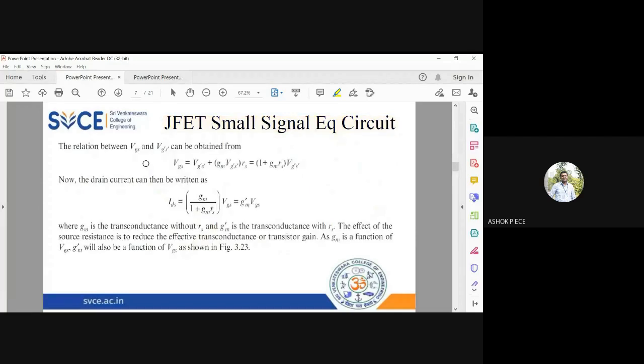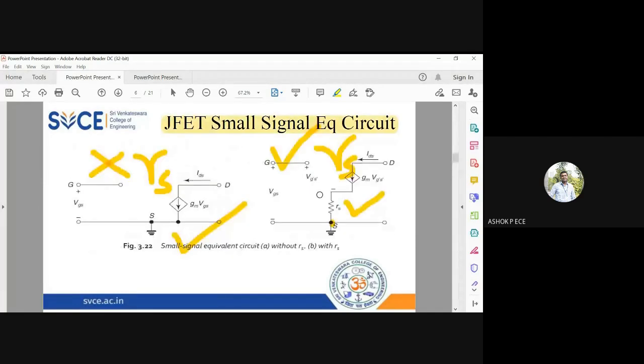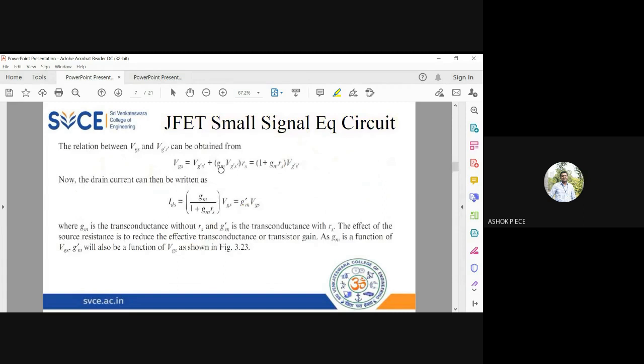Rs. So what is the relation between these two things? See here, the total voltage VGS, it is getting split across the two things, right? The total voltage VGS equals voltage VG'S' plus voltage across Rs. What is the voltage across Rs? Current into the resistance. That is what is given from Kirchhoff's voltage law.